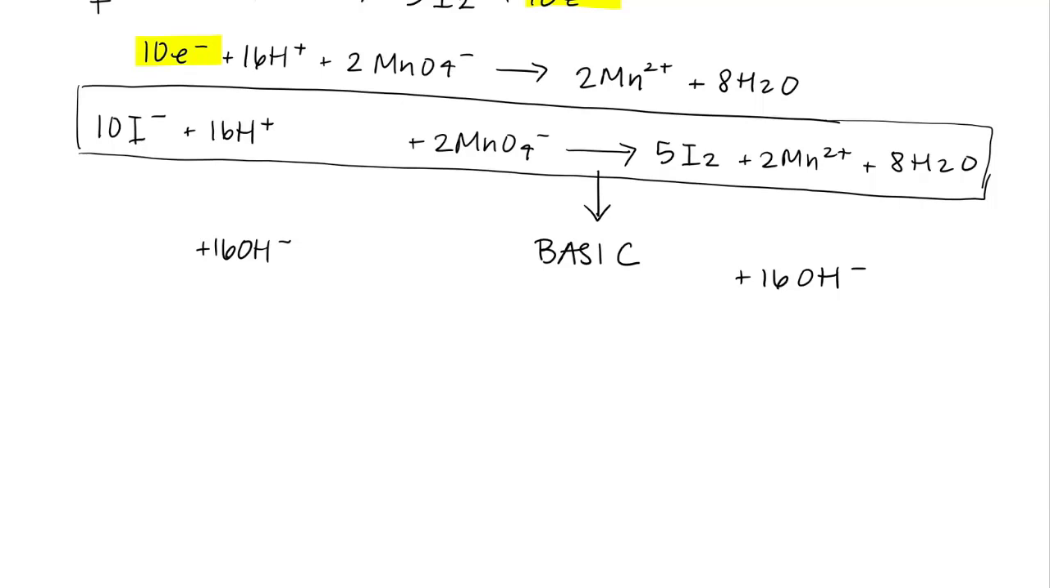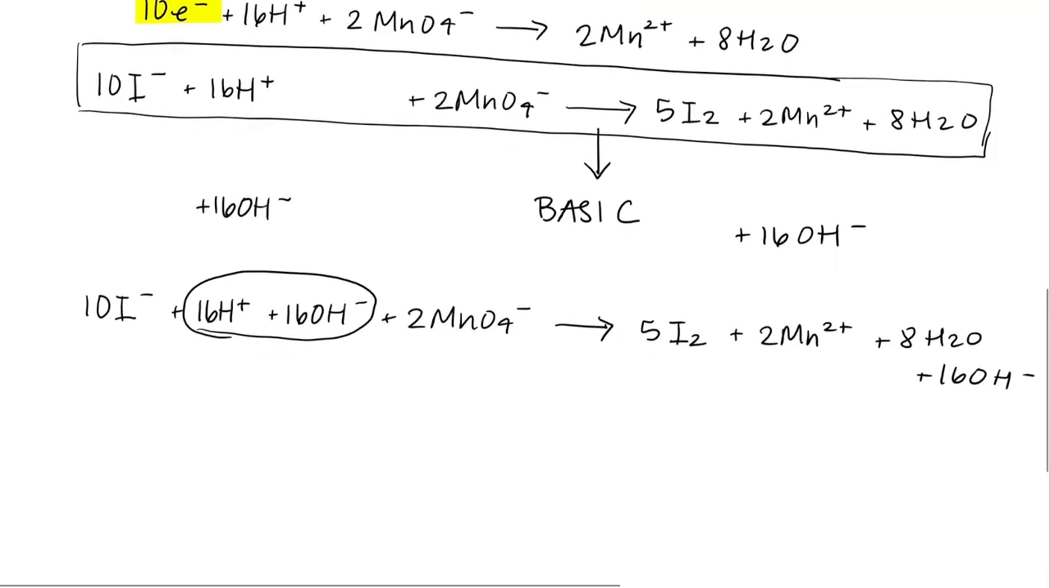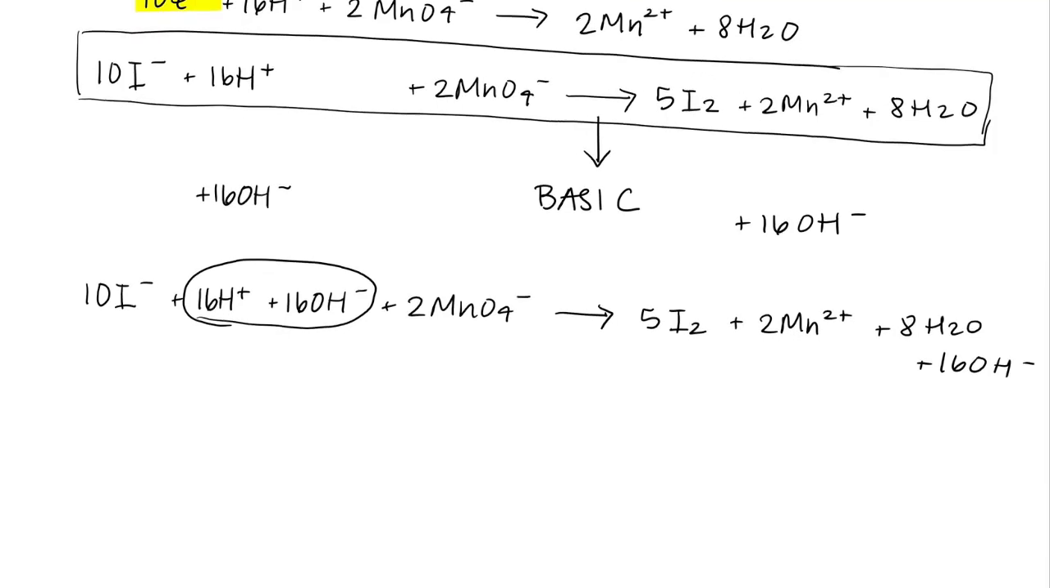Then we end up getting 10 I- plus 16 H+ plus 16 OH- plus 2 MnO4- on the reactant side. On the product side, we'll have 5 I2 plus 2 Mn2+ plus 8 H2O and 16 OH-. Now you can see that our H+ and our OH- will combine to form water. So really, we're going to get 16 molecules of H2O.